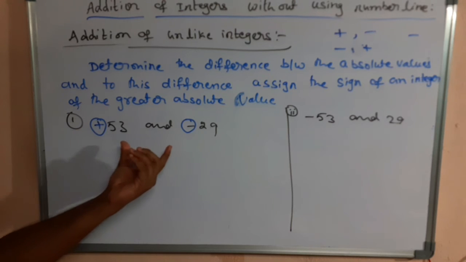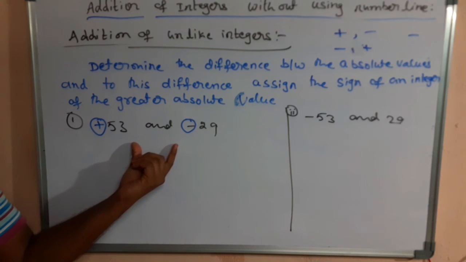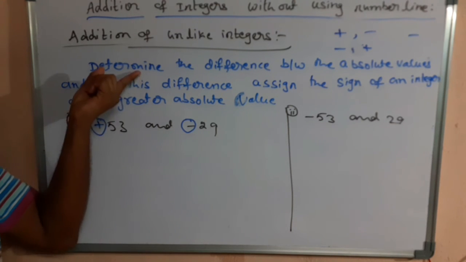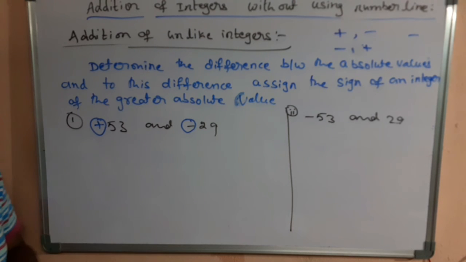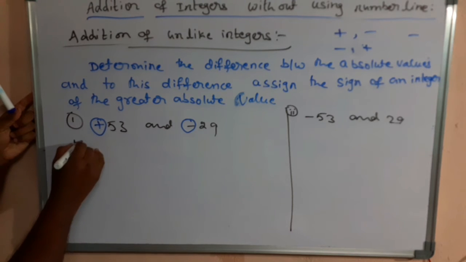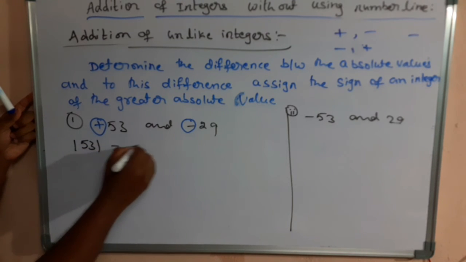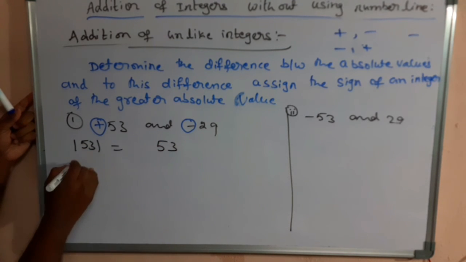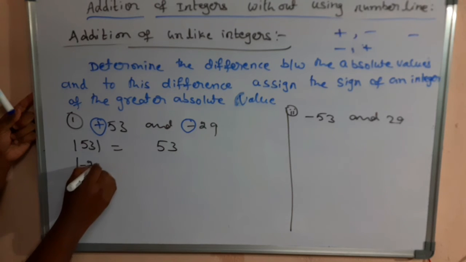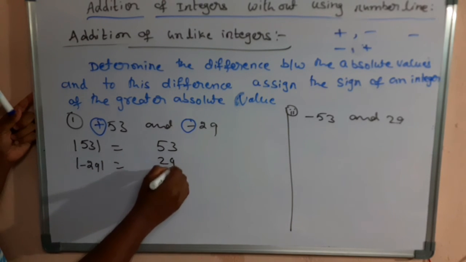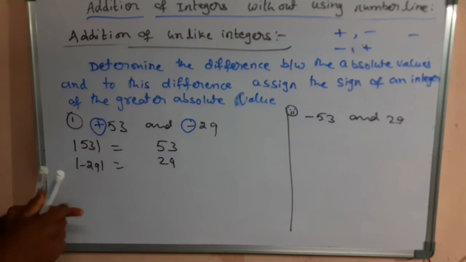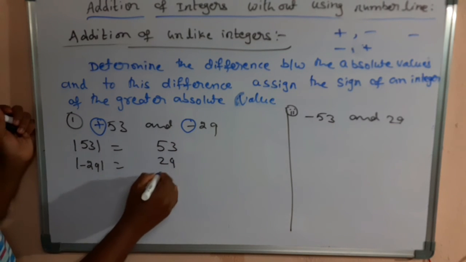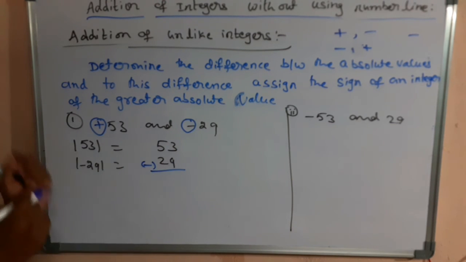To add these two unlike integers, we need to take the difference between their absolute values. The absolute value of 53 is 53 only. The absolute value of minus 29 is 29 only. Now we take the difference between these two. The difference between these two is 24.